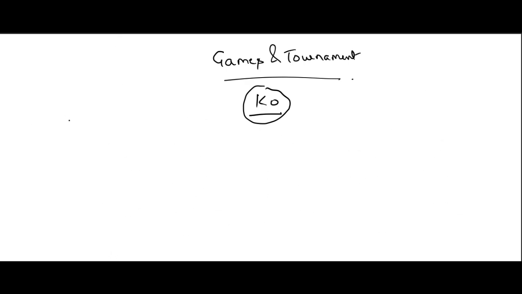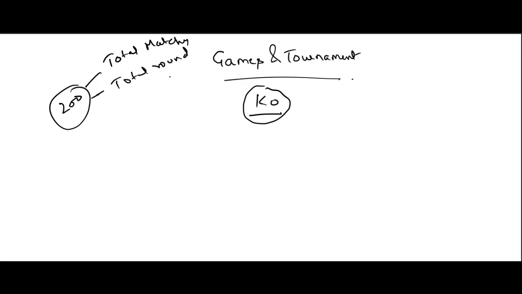Let's say there are 200 teams participating in a knockout tournament where each team plays only one match at a time. If they win, they go to the next round, and if they lose, they are out of the tournament, and so on. There can be questions like: first, the total number of matches played in the tournament; second, the total number of rounds conducted; and third, the total number of byes given in the tournament. This can be the type of question.